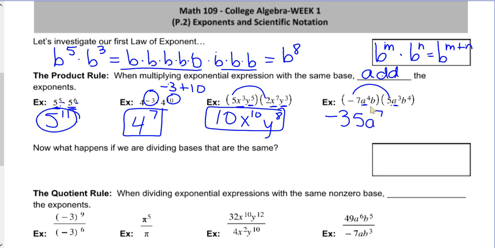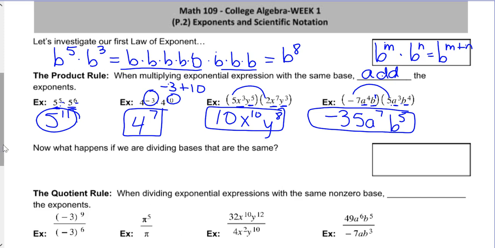Now, the question would be, on this first b, what's the exponent? I don't see anything, but sometimes when we don't see anything, we think it's zero, but this is actually a 1. That means I have 1 b there. We just don't write the 1. But I do have 4 b's back here. So I have 1 b here, 4 b's here, so all together we would have 5 b's. And so negative 35, a to the 7th, b to the 5th would be my final answer there.